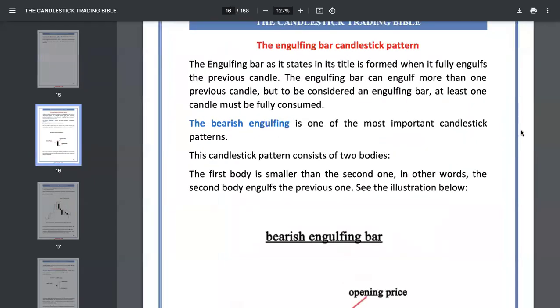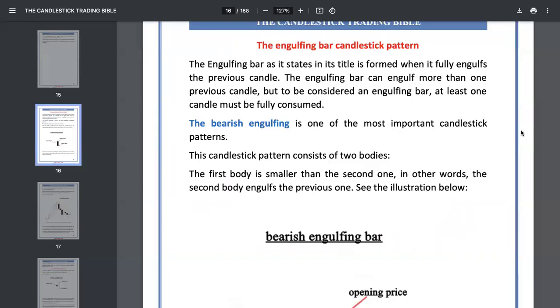The engulfing bar, as it states in its title, is formed when it fully engulfs the previous candle. The engulfing bar can engulf more than one previous candle, but to be considered an engulfing bar, at least one candle must be fully consumed.